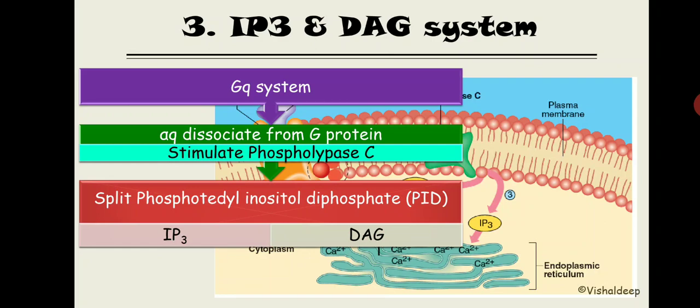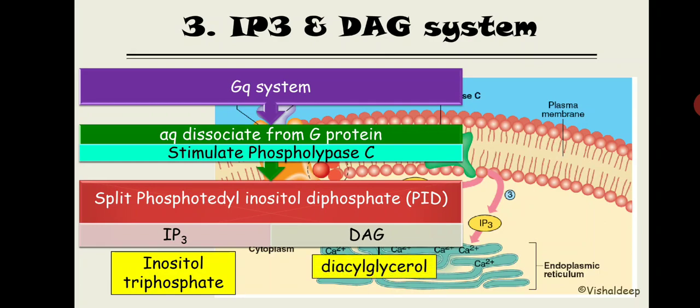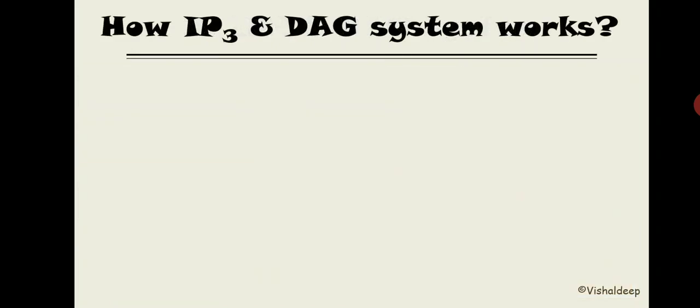Now let me give you the full form of what is IP3 and what is DAG. IP3 is nothing but inositol triphosphate, while DAG is diacylglycerol. Now up to that level you know that the GQ system will be producing IP3 and DAG. Now how do this IP3 and DAG work? Let me show you another diagram from a different book.